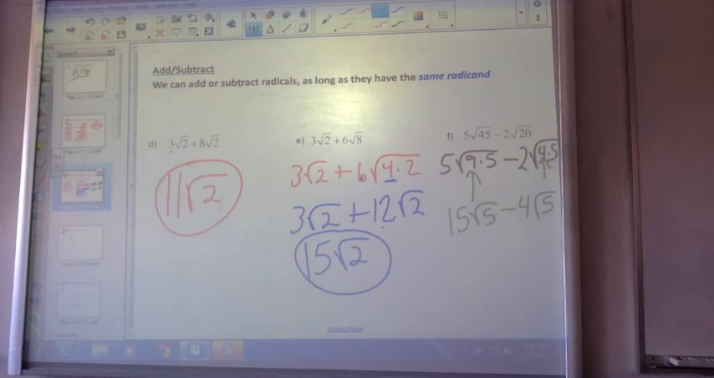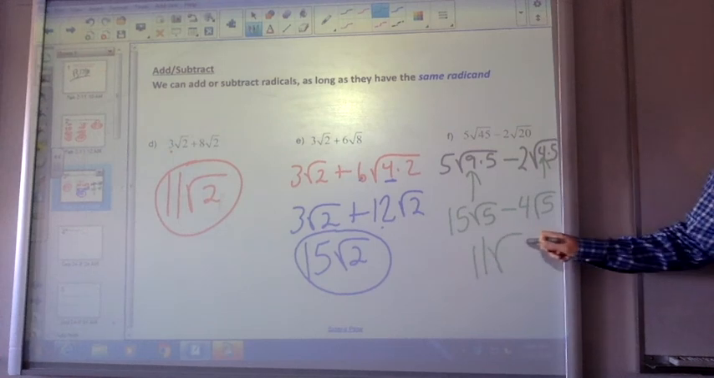I have 15 root 5 minus 4 root 5. 15 minus 4 is 11. So I get 11 square root of 5 for an answer.